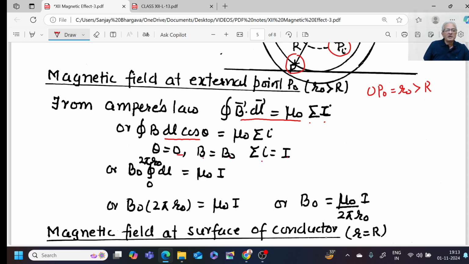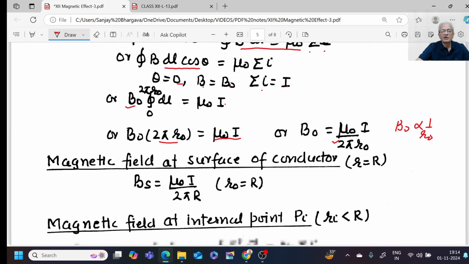So we can write B0 integration from 0 to 2 pi R0 dl must be equal to mu 0 I. So integration dl equal to the circumference. So B0 2 pi R0 must be equal to mu 0 times I. So B0 is equal to mu 0 into I upon 2 pi R0. So B0 is directly proportional to 1 upon R0.